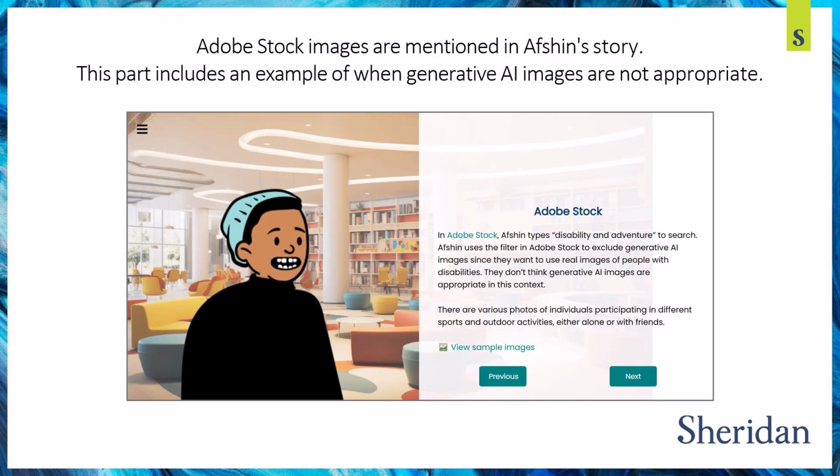Adobe Stock is mentioned later in Afshin's story when they were looking for photos of people with disabilities engaging in a venture of some sort. It also mentions why real photos should be used in this case instead of AI-generated images. It is my attempt to gently address the ethical implications of finding and using images with equity-deserving individuals.